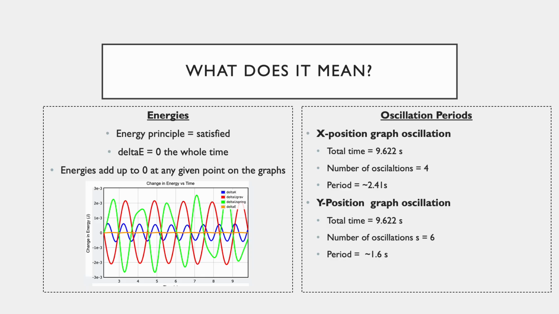My estimation for the period of the X position versus time oscillation was about 2.41 seconds, since the graph went on for 9.622 seconds and there were 4 oscillations, which means that one oscillation took about 2.41 seconds. My estimation for the period of the Y position versus time graph was 1.6 seconds, since the entire graph went for 9.622 seconds and 6 oscillations took place, which means that each oscillation was about 1.6 seconds.